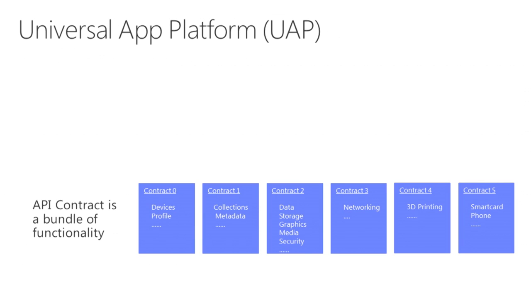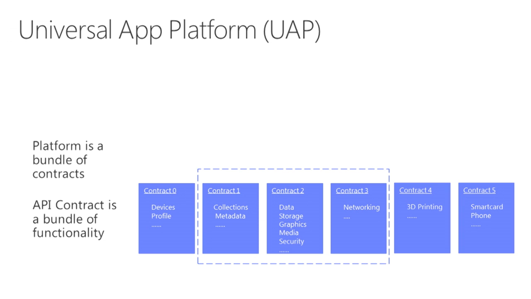So one of the most important concepts that Windows 10 exposes to app developers is this thing called Universal App Platform. This is what really allows you to build a single app that can run on multiple devices. Before we understand Universal App Platform, we need to understand some of the building blocks that build it. So the first building block is this notion of API contracts. An API contract is nothing but a bundle of operating system functionality exposed as APIs. Instead of relying on a specific API, your app relies on an API contract. A platform is nothing but a bundle of API contracts.